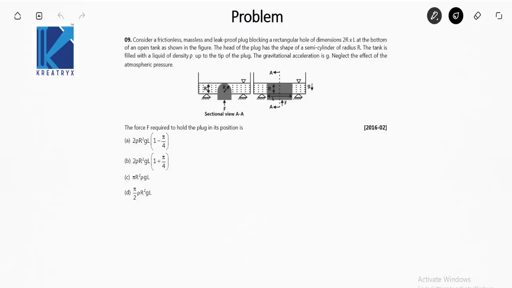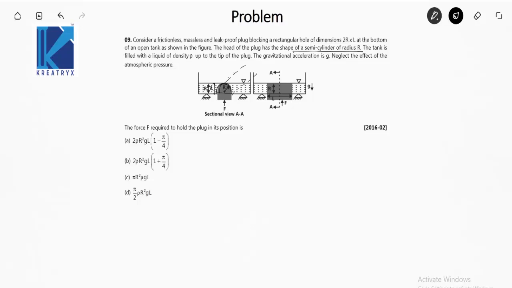Consider a frictionless, massless and leak-proof plug blocking a rectangular hole of dimensions 2r into L at the bottom of an open tank as shown in the figure. The head of the plug has the shape of a semi-cylinder of radius r. Underline this, semi-cylinder of radius r. The tank is filled with a liquid of density rho up to the tip of the plug. This is given as r. This is the semi-cylinder. This cylinder actually extends backwards. Imagine this.